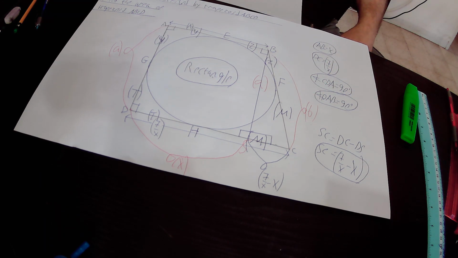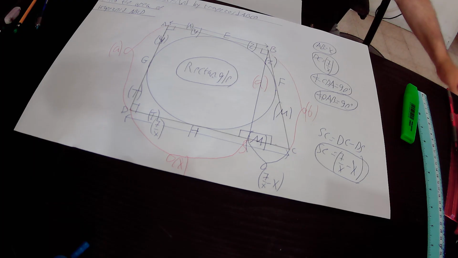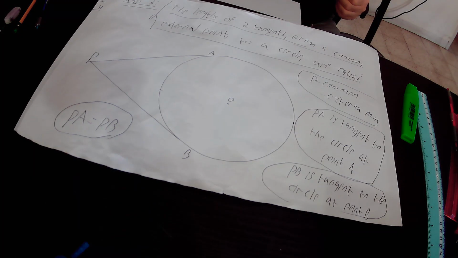So here we can implement rule 2. I'm going quickly over rule 2. According to rule 2, the lengths of two tangents from a common external point to a circle are equal. So in the domain we have a circle, and this is the common external point, point P. From this common external point, point P, we have two tangents to this circle, tangent PA and tangent PB. And according to rule 2, they are equal to each other. That is to say, PA equals PB.